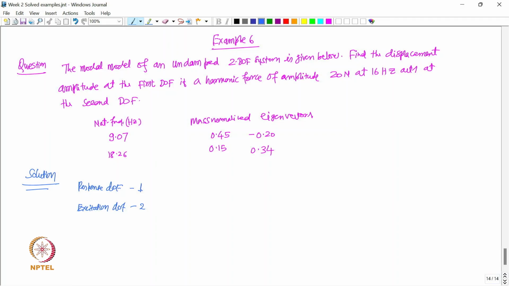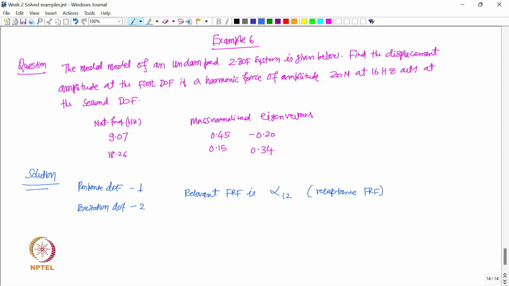So it means the FRF which is relevant here, which contains the relationship between these two DOFs, is alpha 1 2, right. So therefore the relevant FRF here is alpha 1 2, and alpha means receptance FRF, because we have been asked to find displacement, right. That is why we are considering the receptance FRF. Receptance FRFs are based on the displacement response, right.